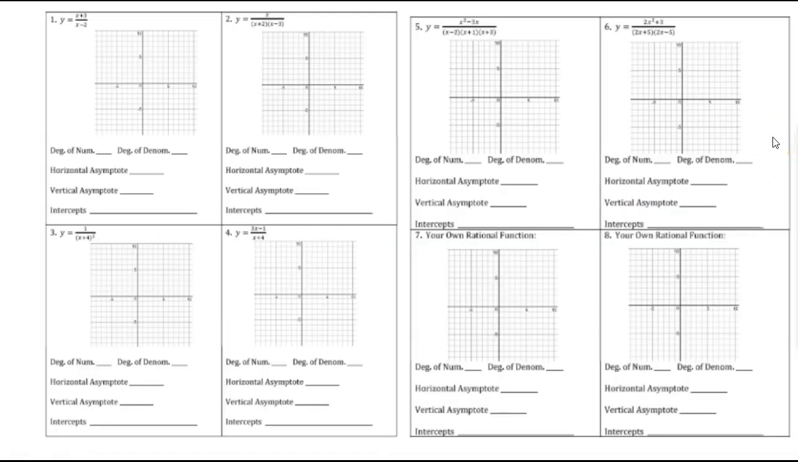The next 2 pages of the lesson is actually something that you just need to work through. It wants you to use technology. I would use Desmos. You can use a graphing calculator, any kind of graphing device, to graph these functions and then identify all of this information about the graph. So using the equation, identify what is the degree of the numerator, what is the degree of the denominator, and then using your graphing technology, what is the horizontal asymptote, what is the vertical asymptote, and where are the x and y intercepts. And you want to do that for all 8 of these, well, 6 of these problems.